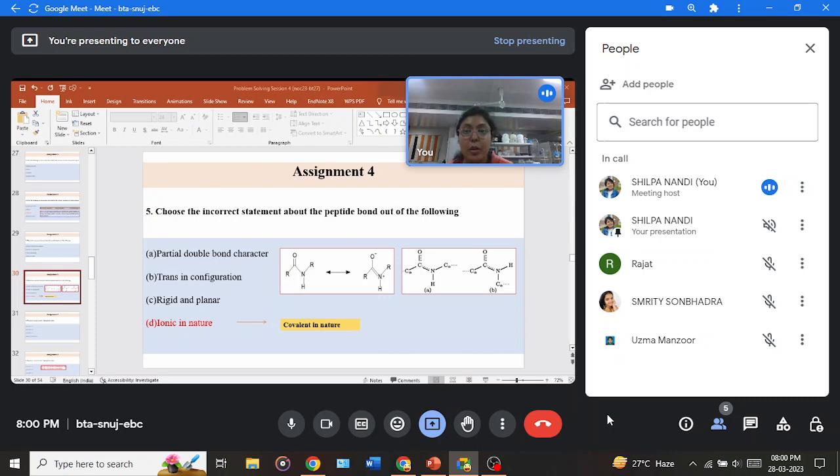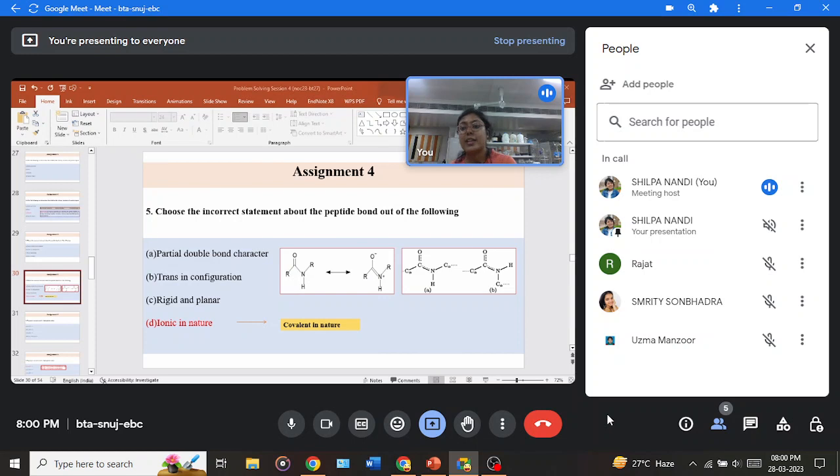If you compare structure A with the first figure, you will find that the C alpha lies opposite, on either end of the peptide bond. So this kind of configuration is termed the trans configuration.